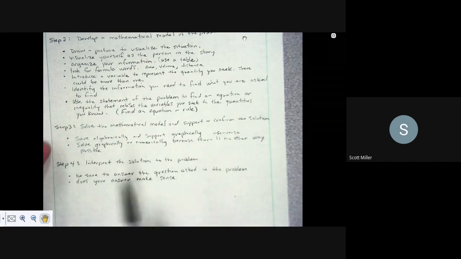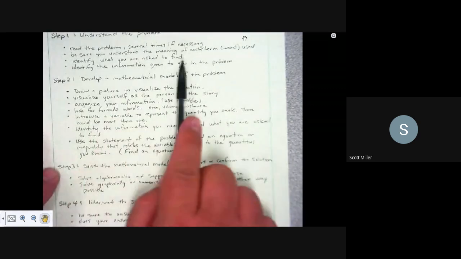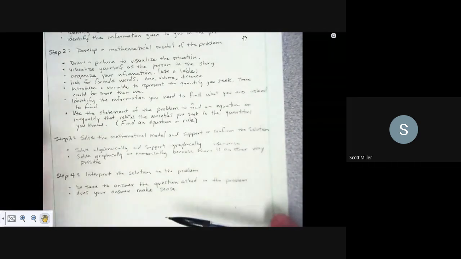Once you have found a solution to whatever it is you're looking for, your model, your equation, make sure you're answering the question. Interpret the solution to the problem. Just because you find a solution that says x equals 3 doesn't mean you've answered the question. Go back and identify what you're asked to find. Make sure the solution you have actually answers what they're looking for.